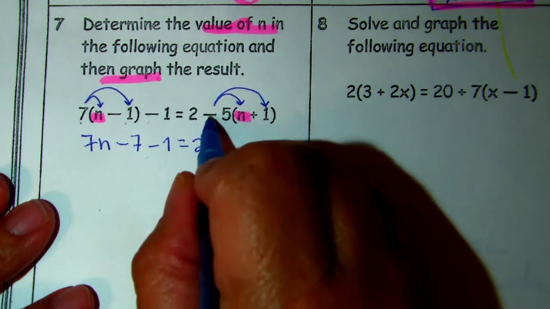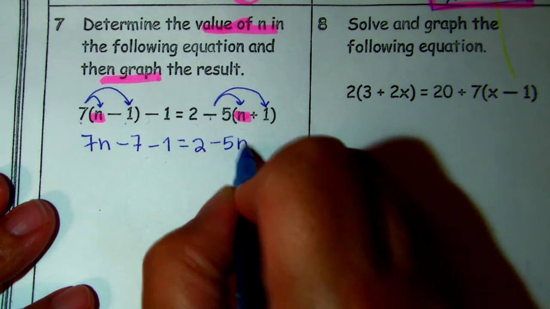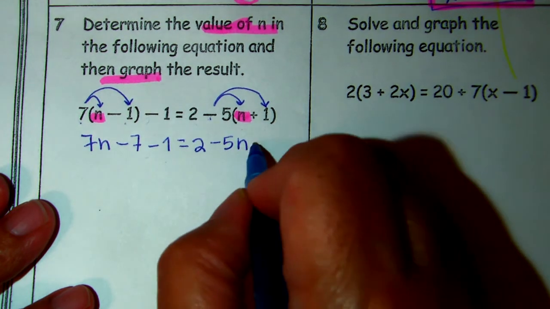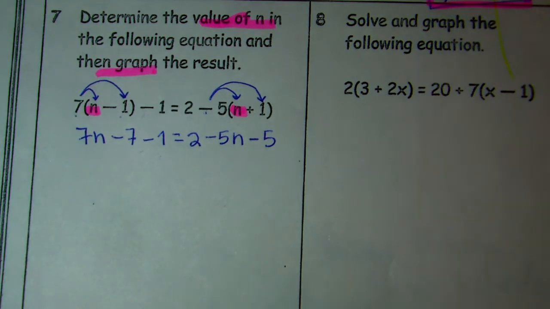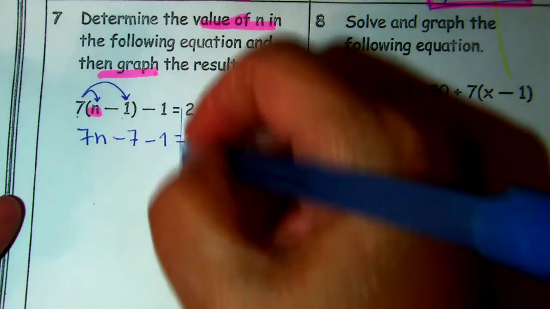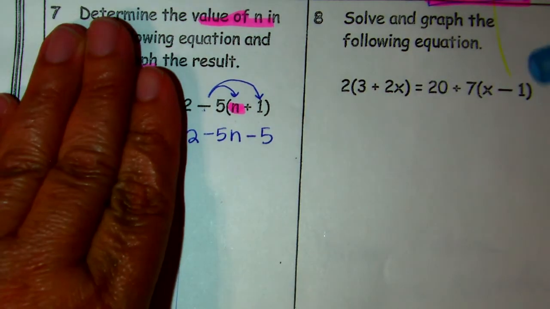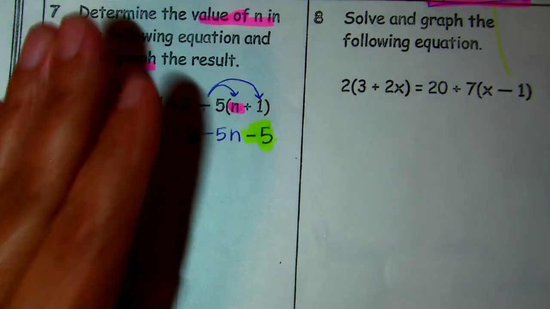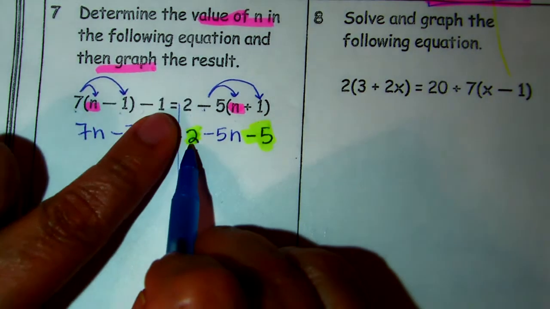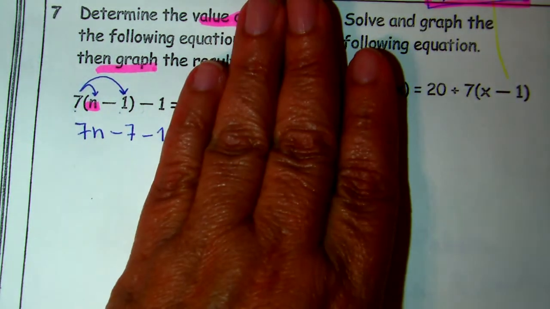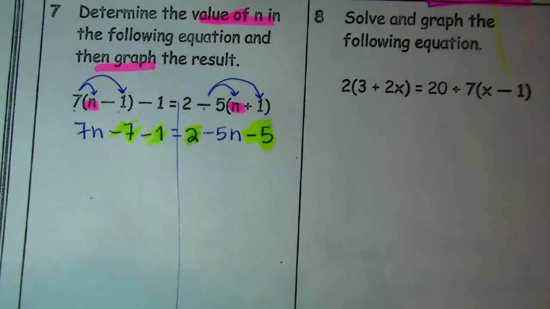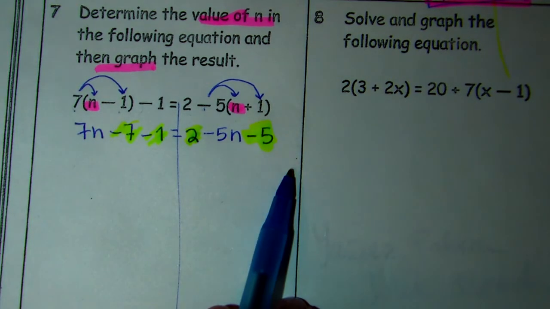2, -5 times n, -5n. -5 times 1, -5. Okay? All right, what's next? Combine like terms. Which terms can we combine on this side? We can combine numbers with numbers. So, let me highlight. And over here, what can we combine? Also, numbers with numbers. So I'm going to start from left to right.